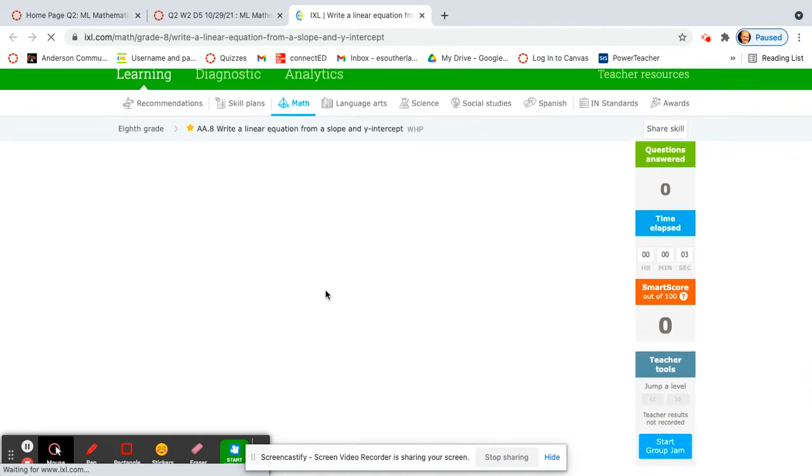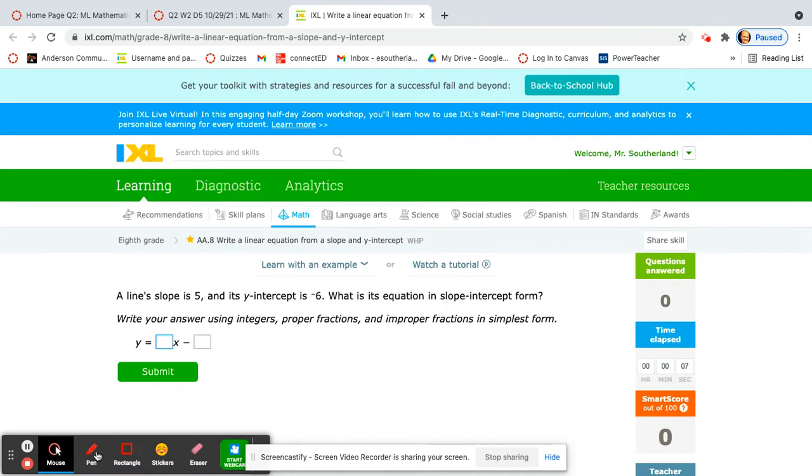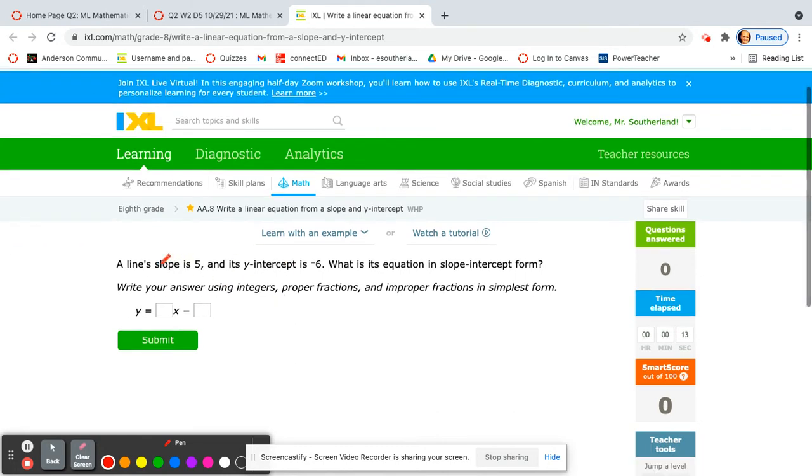This is kind of something similar to what we did yesterday. It wants us to write the equation y equals blank x minus blank. And so it says the slope of the line is 5 and the y-intercept is -6. So what you're going to type in, the slope goes right here, 5, and then the y-intercept goes right here. But they've already given you the negative sign, so all you got to do is type in 6.